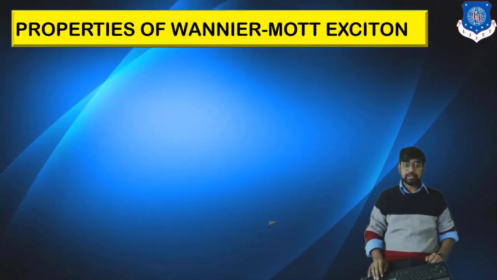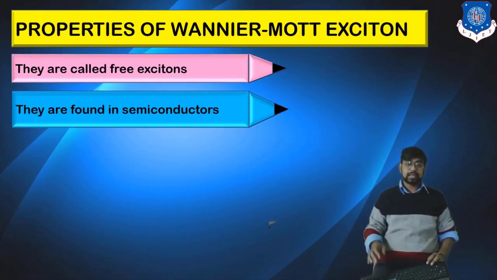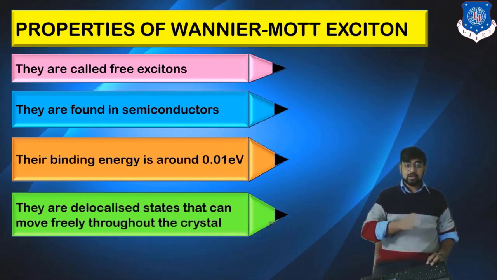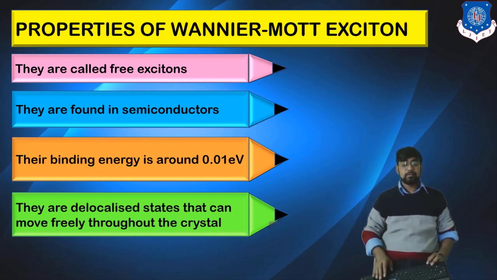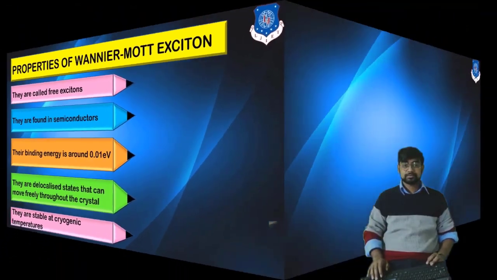So now again it has its properties. First property, they are called free excitons. Second property, they are found in semiconductors. See, the previous one was found in an insulator; this is found in semiconductors. Their binding energy is around 0.01 electron volt, which is far less compared to the Frenkel exciton. They are also delocalized states that can move freely throughout the crystal. And lastly, they are stable at cryogenic temperatures. So these are the properties of the Wannier-Mott exciton.